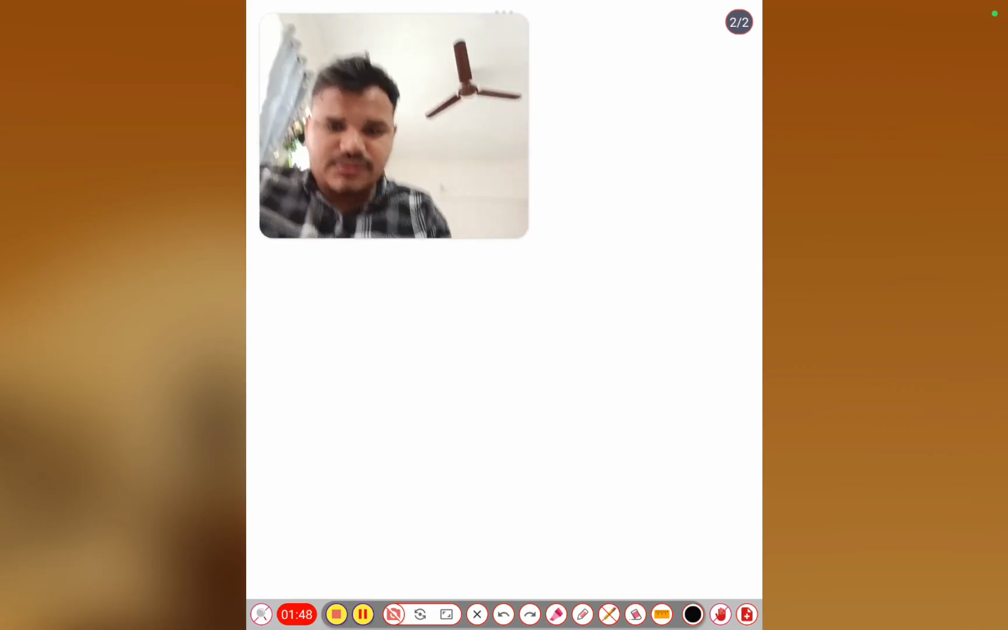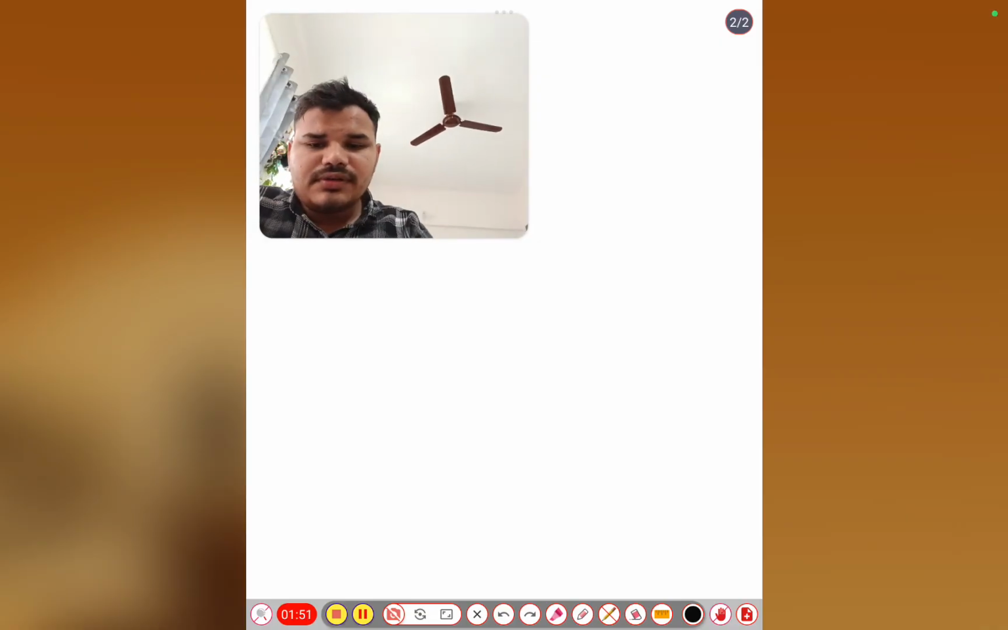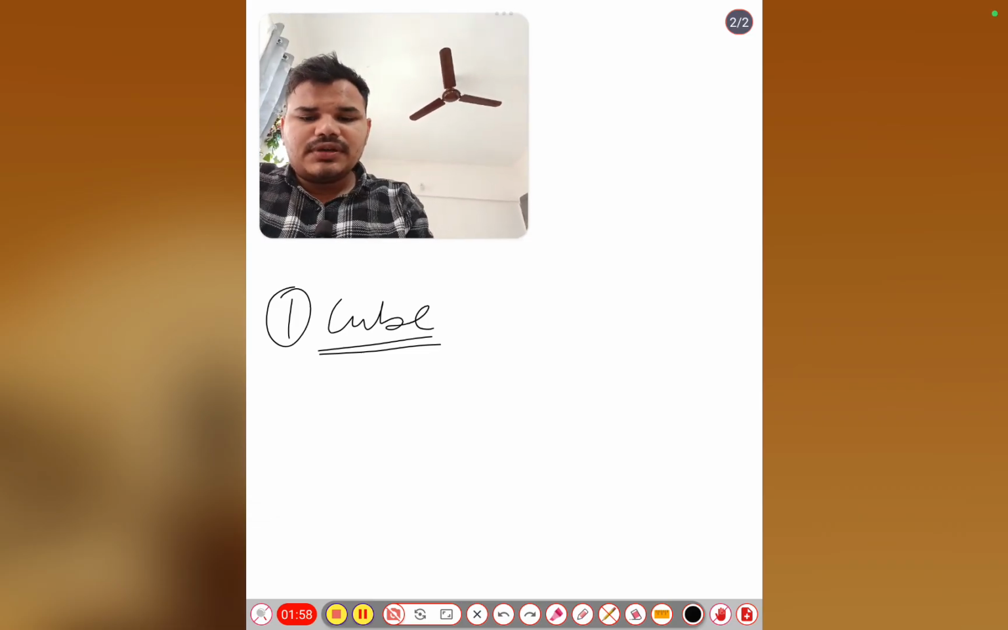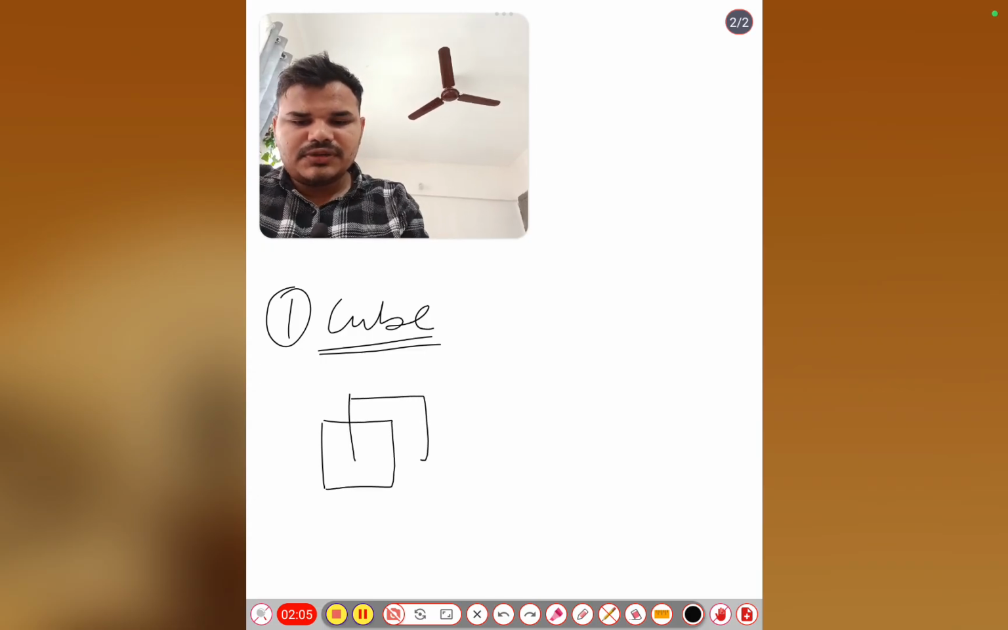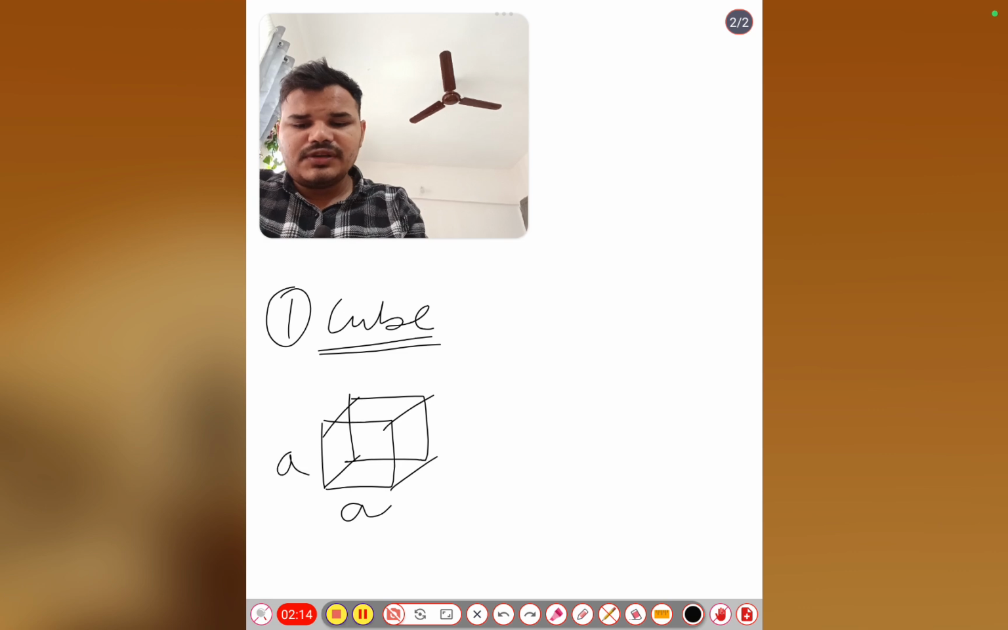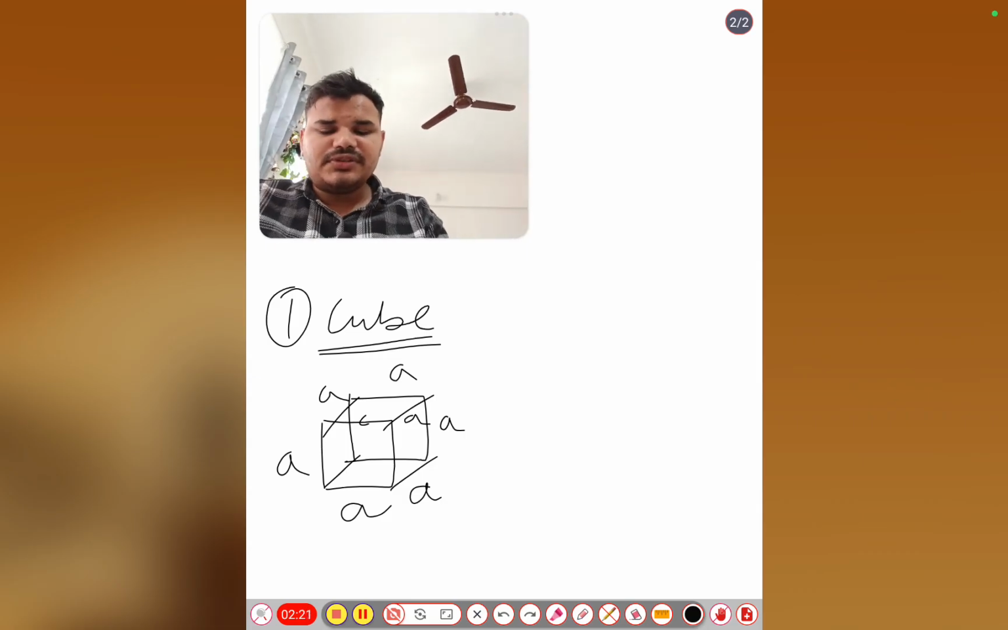The first solid is the cube. So what is meant by cube? Cube is quite similar to the square, but in the case of the cube we have three dimensions. A 3D solid is a cube, and all sides of the cube are the same. So here it's a, here it's a, here it's a, and every side is the same, a, having the similar dimension.